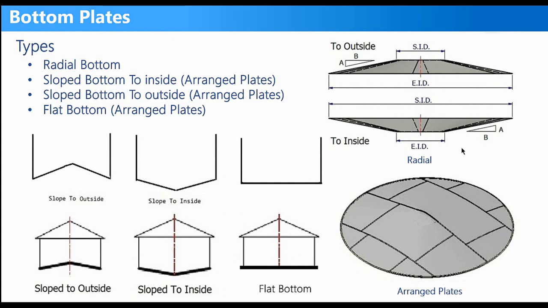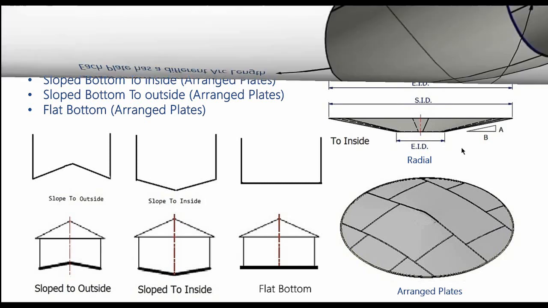The second main element is the bottom plate. We have in SEG software four different types of bottom plates. The first type is radial bottom. In this type, you can create radial plates to create the bottom. The second type is sloped bottom with arranged plates to inside or to outside. That is the third type. The last type is flat bottom with arranged plates. For the last three types, you can use a new tool in SEG software to make the arrangement of the bottom plates.